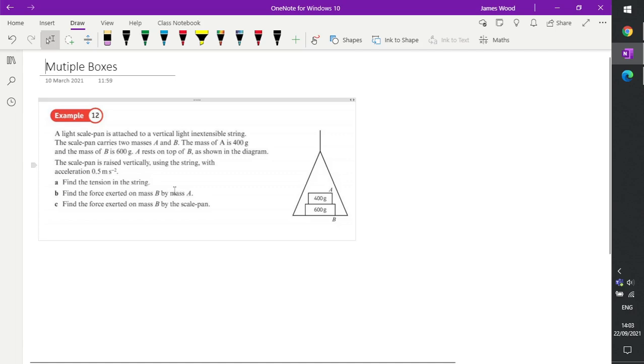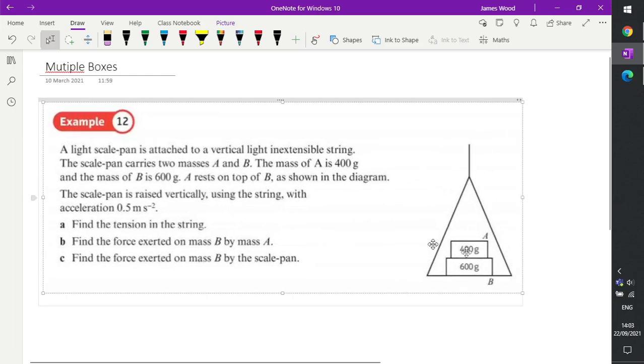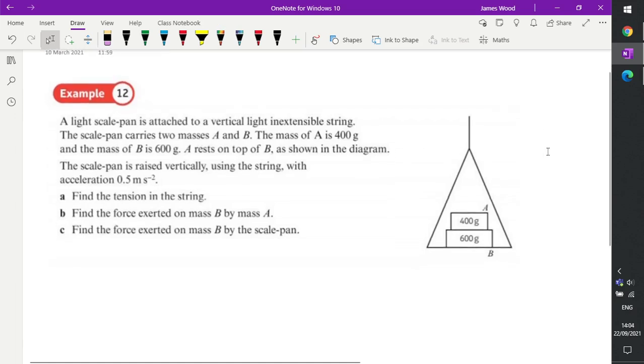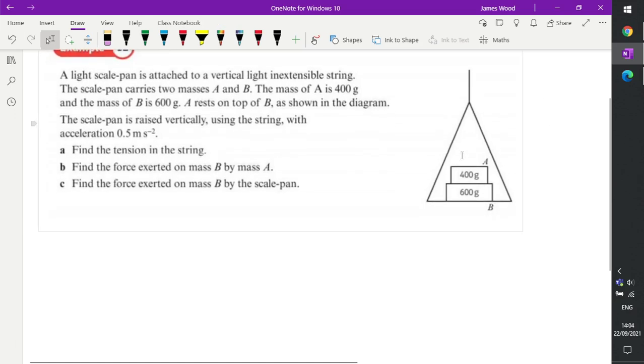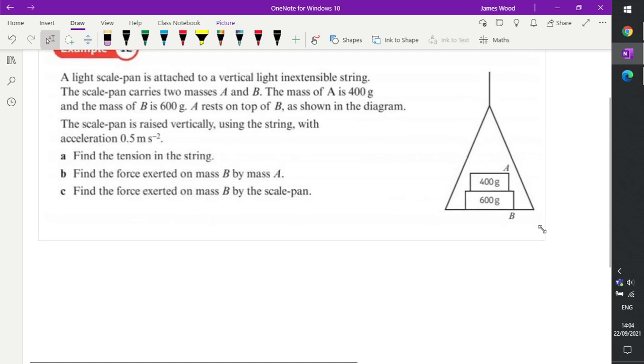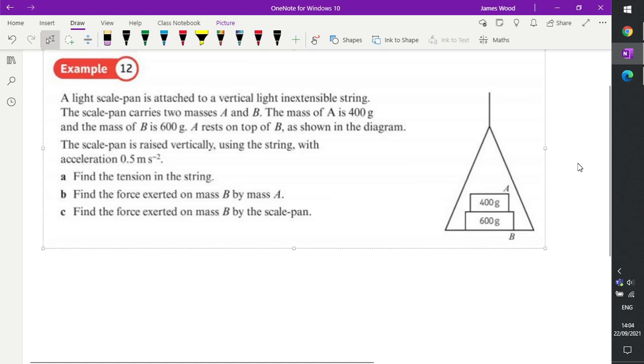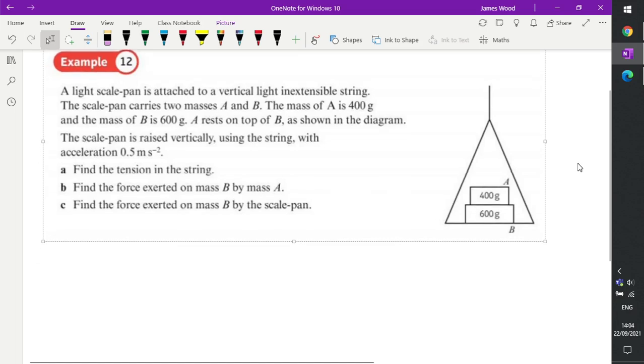Okay, in this next problem, it's got a slightly different context. So still some objects in a lift. It's described as a light scale pan. A scale pan is just like a dish that you would lift objects up in. It's attached to a vertical, light, inextensible string. The scale pan carries two masses A and B. You can see them in the diagram there.